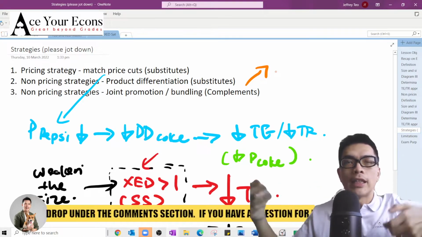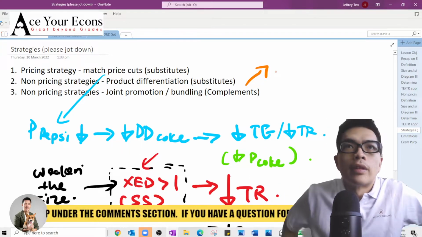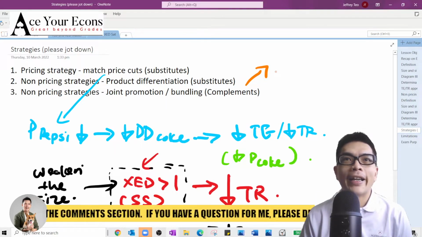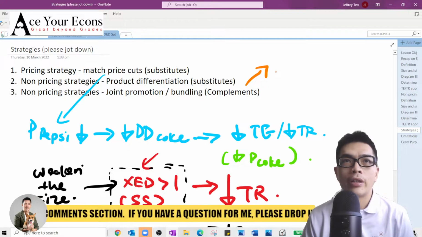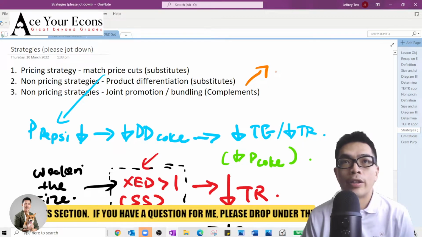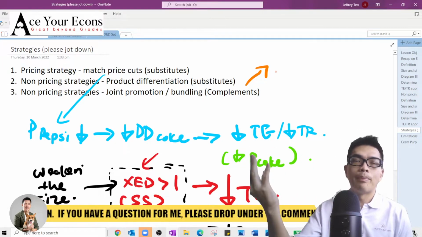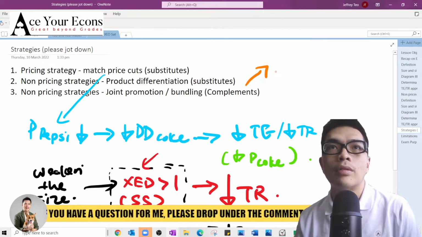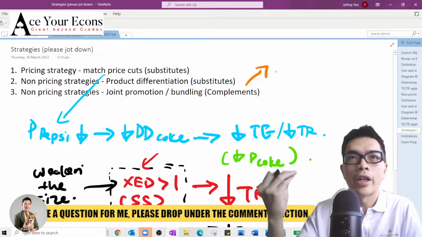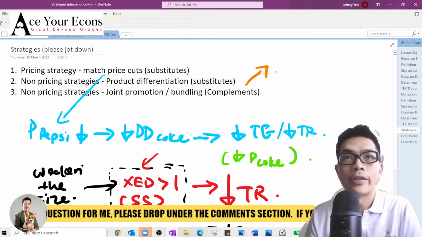Okay, you often see this being used. When you go to a movie, they like to bundle goods together, right? You buy a movie ticket together with popcorn, and they are going to charge you an overall cheaper price.